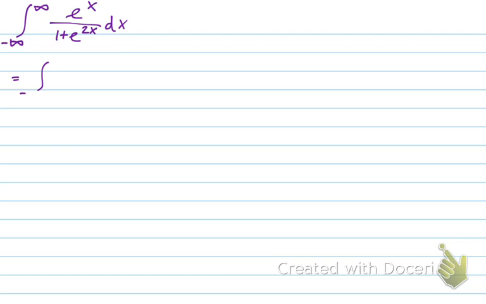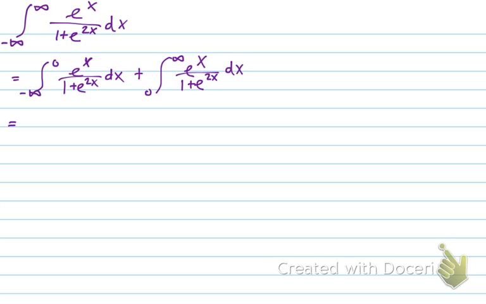So I'm going to separate this from negative infinity to 0 of e to the x over 1 plus e to the 2x dx, plus the integral from 0 to infinity of x e to the x over 1 plus e to the 2x dx. So once I do that, you may or may not recognize that this is actually one of the integration rules again. So this one is arctangent of e to the x.